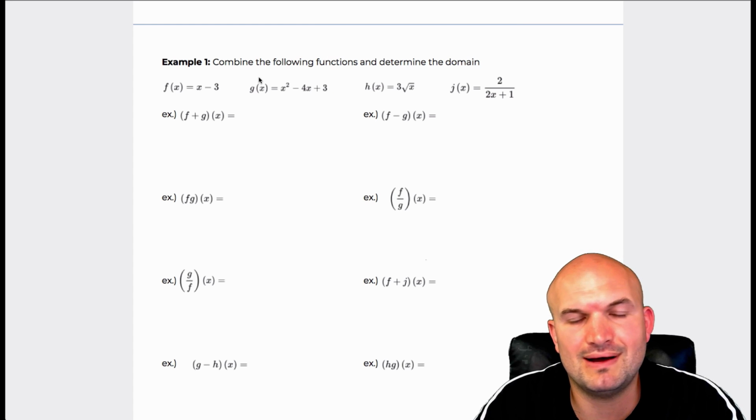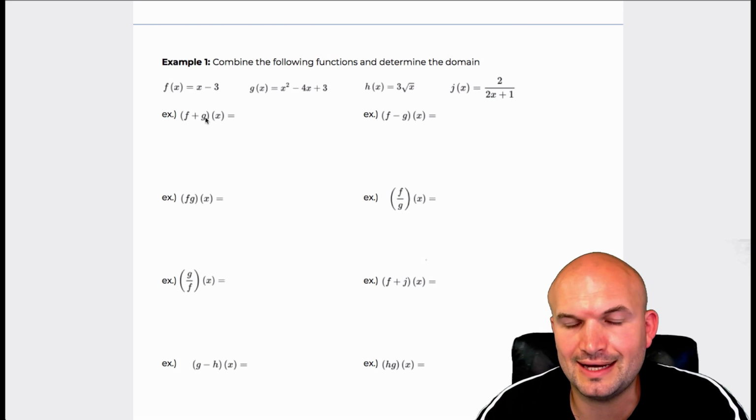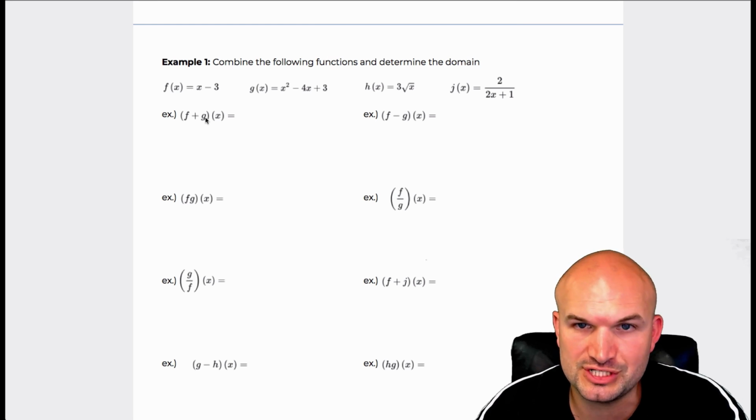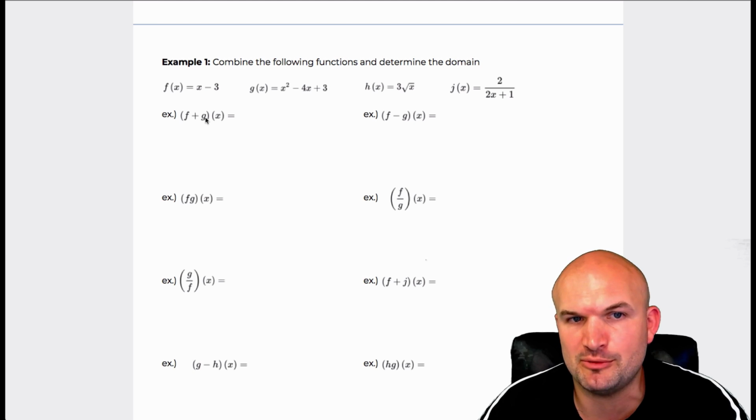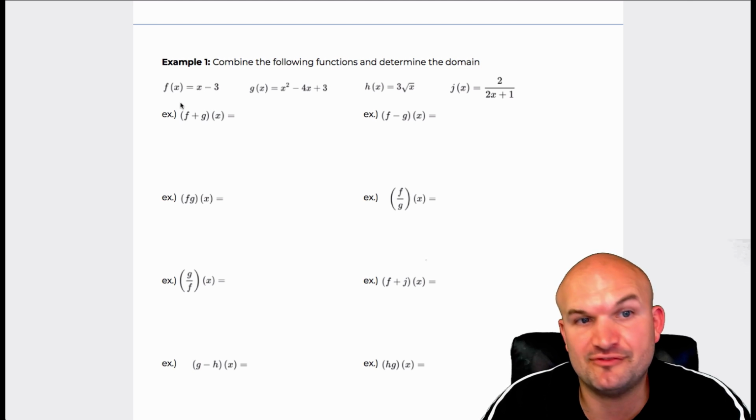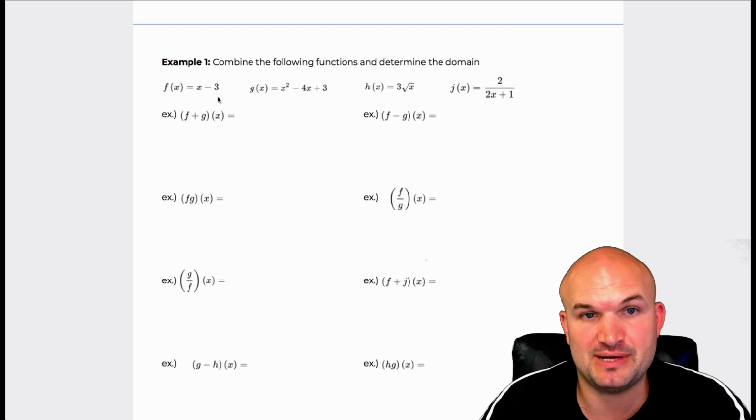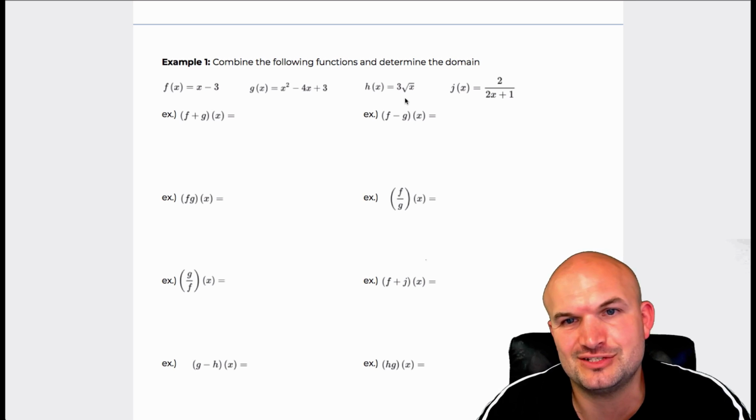Okay, so now on to example one. Example one is basically just saying combine the following functions and then determine the domain. So we can see here we have four functions. We have f of x, which is x minus 3, g of x, h of x, and j of x. I'm not going to say them because you can read them.